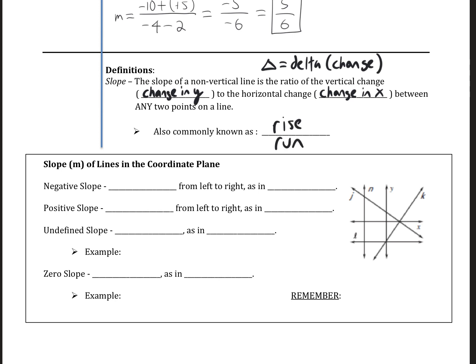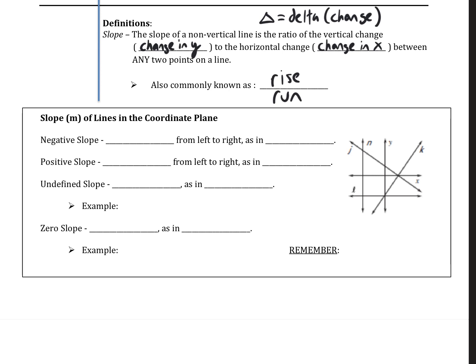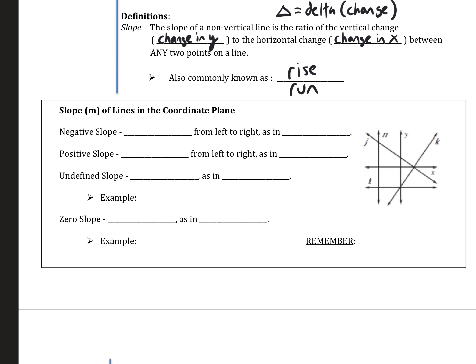All right, so we're going to use some different colors here to help us visualize this a little bit. On your paper, it might be hard to see which is what. So a negative slope is going to be this one right here. It falls from left to right as in line J. Why don't you go ahead and see if you can figure out the rest of these? Figure out what the positive slope is, what the undefined slope is, and what the zero slope is. Pause the video, see how you do.